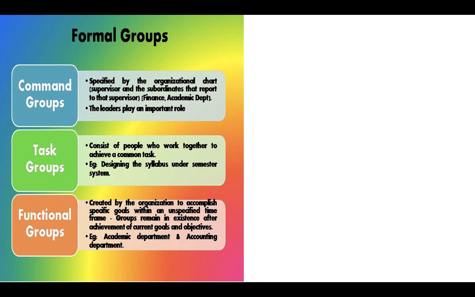So even if the current goals or the current task are over, they will continue to be a part of the group. They will accomplish goals. For example, let's say in a university, the academic department and the accounts department are two different departments, two different groups, but they function together in a way that, for the academic department, the salaries are being given by the accounts department, so they will be in touch with each other for accomplishing this particular purpose.